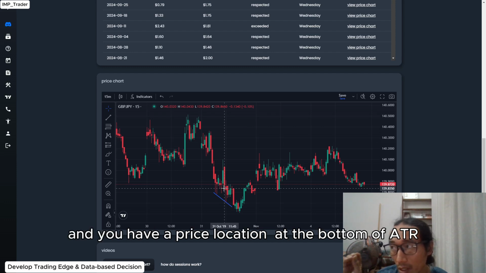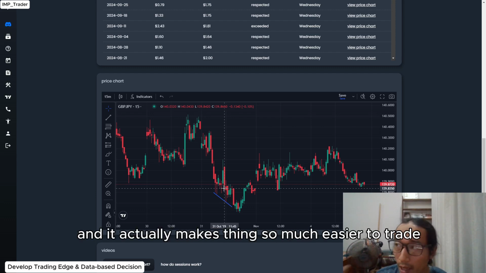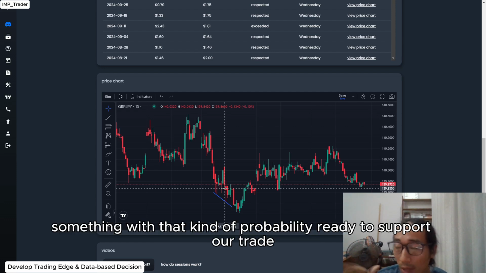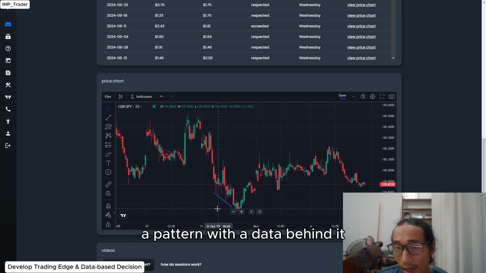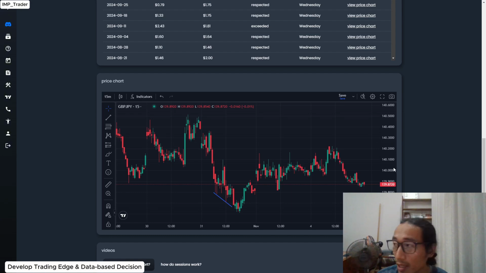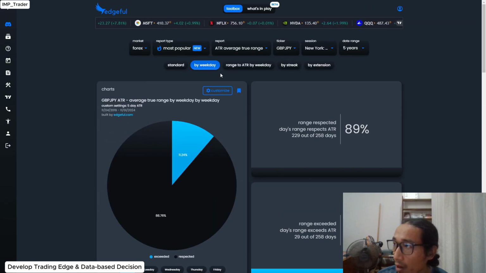and you have a price location at the bottom of the ATR, you are improving your trading edge tremendously, and it actually makes things so much easier to trade, because when we have something with that kind of probability to support our trade, it is no longer simply a pattern. It is a pattern with data behind it. So this is one example of using ATR.